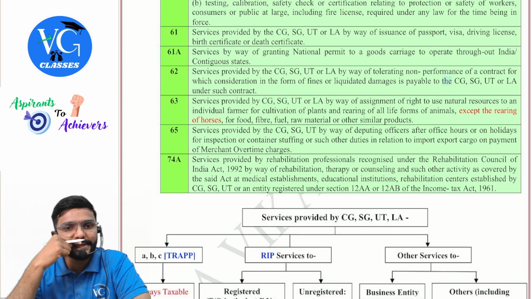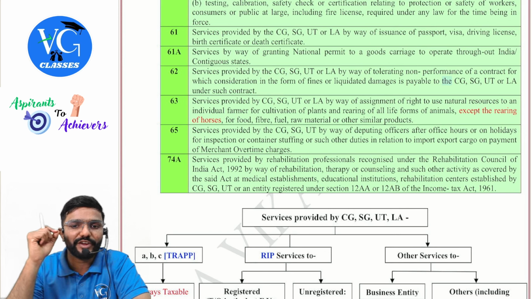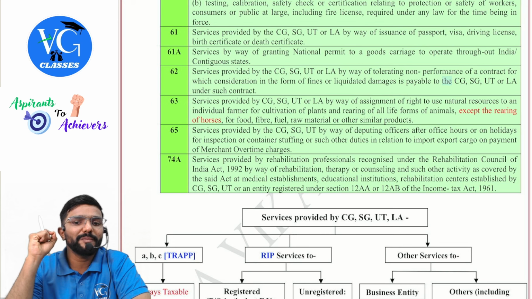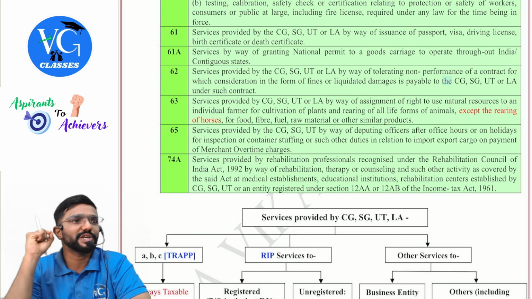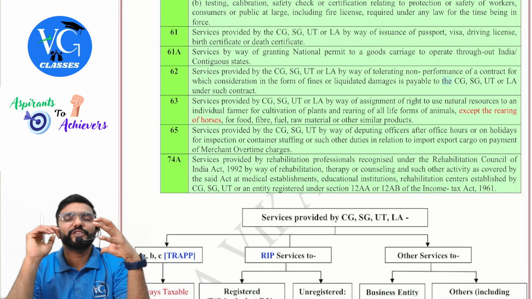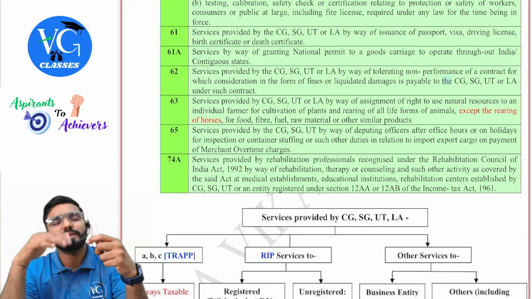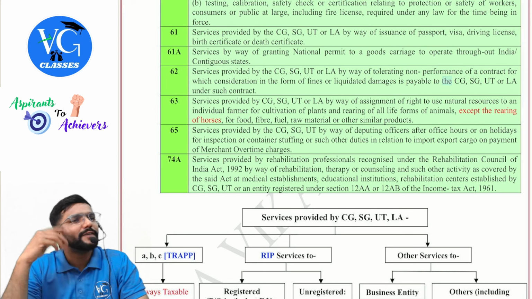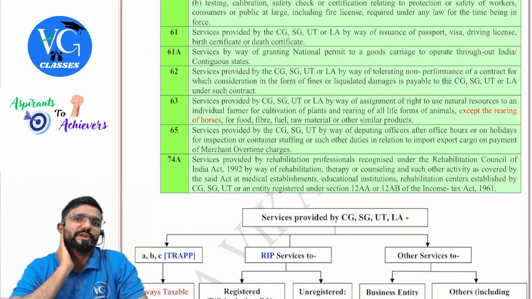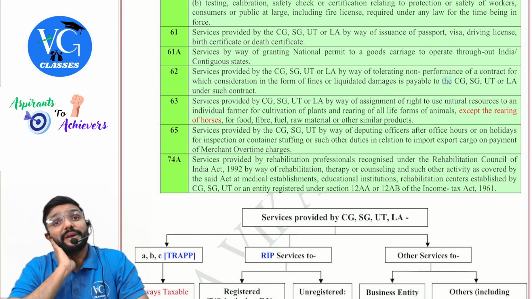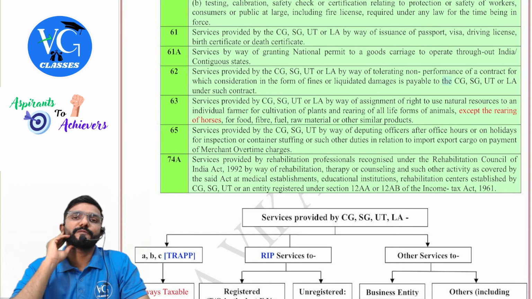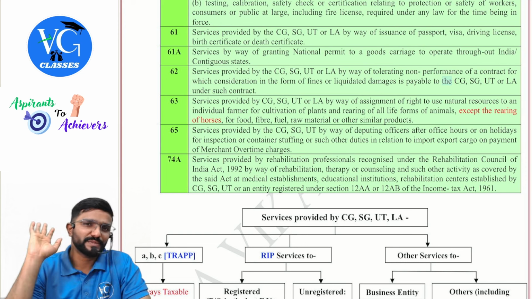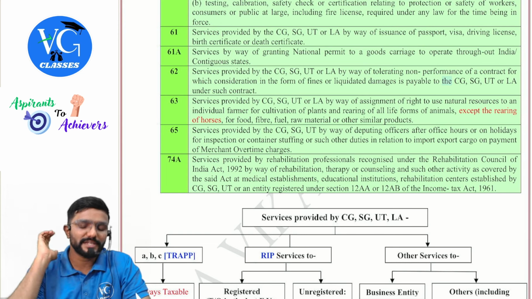Next, 65. Services provided by central government, state government, union territory by way of deputing officers after office hours or on holidays for inspection or container stuffing or such other duties in relation to import-export cargo on payment of merchant overtime charges. So if any government officers have been appointed after office hours, means they have been asked to work after office hours with respect to some import, export and all, whatever they get paid extra for it is exempt from GST. Okay. This and all you will learn more in customs, guys. Customs is a part of your final syllabus.